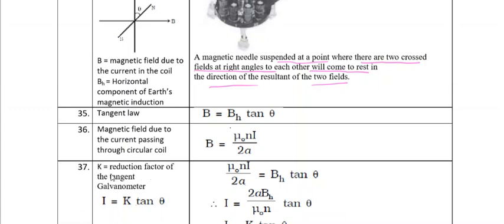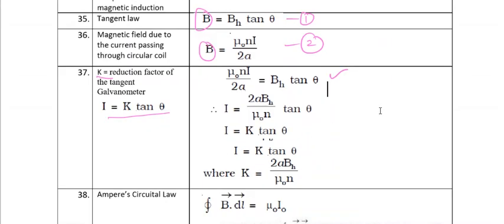So in this case, K is equal to reduction factor. We can put the reduction factor of the tangent galvanometer, that is given as I is equal to K tan theta. So now we can equate these two equations. Let me consider this is equation number 1, this is equation number 2. On both sides LHS are equal, so RHS should be equal. Therefore, mu 0 Ni divided by 2A is equal to BH tan theta, because equation 1 and 2 have LHS equal. Then from this we can measure the current, that is I.